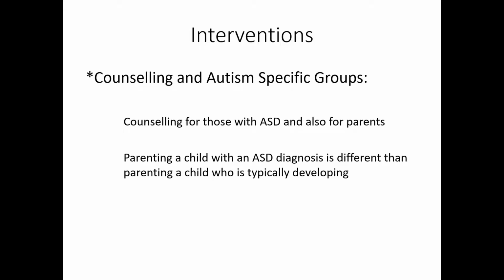And then counseling and autism specific groups. So counseling for those with autism and also for their parents can be a really good resource and support. Parenting a child with an autism diagnosis is different than parenting a child who is typically developing. So that parent coaching, parent training, sometimes parent counseling as well, it can be really, really helpful. And also parents accessing parent support groups or parent self-care groups can be really beneficial.